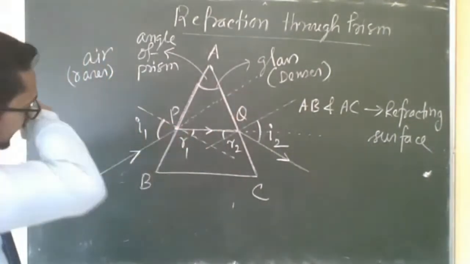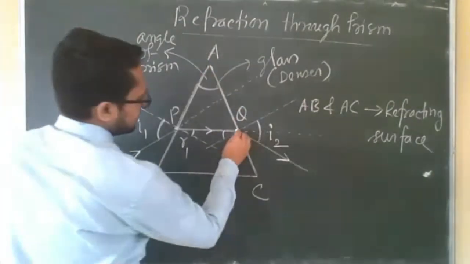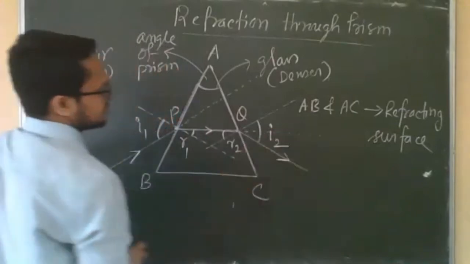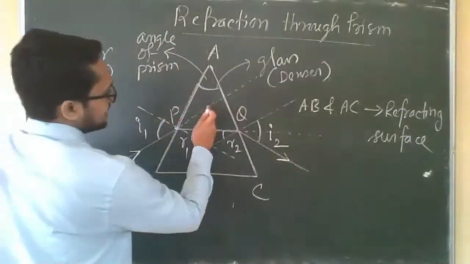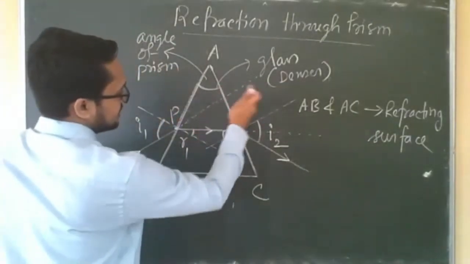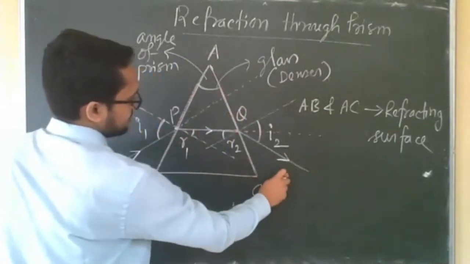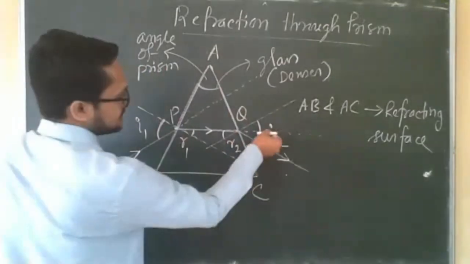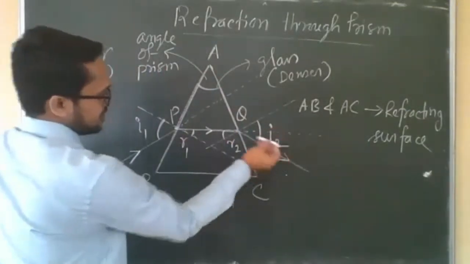Yes, sir. Now at the second surface AC, this is the actual path. Extend it. Now it is going from denser to rarer, glass to air. Glass to air means denser to rarer, then it will bend away from the normal.